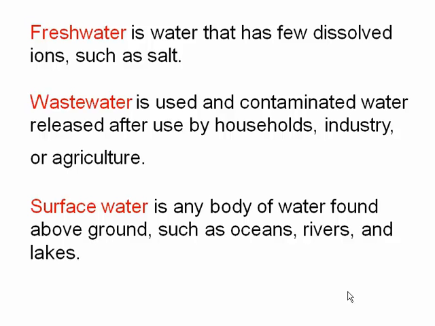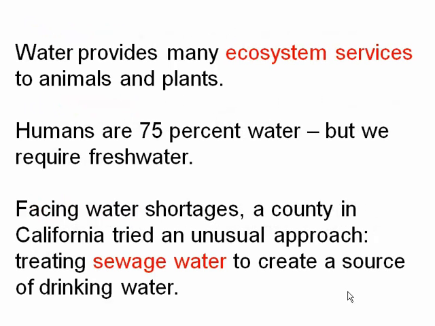Surface water is what you're probably most familiar with. It's any type of body of water or channel of water found above ground. This includes oceans, although we won't be spending much time on the oceans themselves, rivers, and lakes. Water provides a wide variety of ecosystem services. Animals and plants provide significant ecosystem services with regards to cleaning water and making it potable for human use.